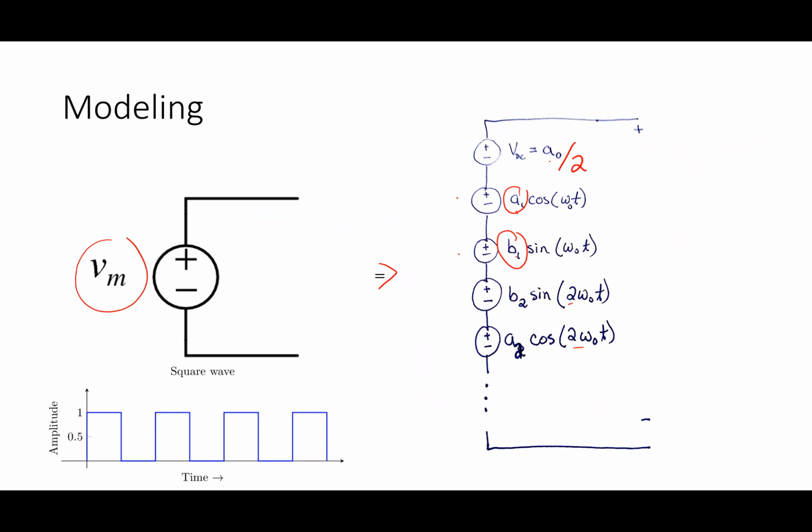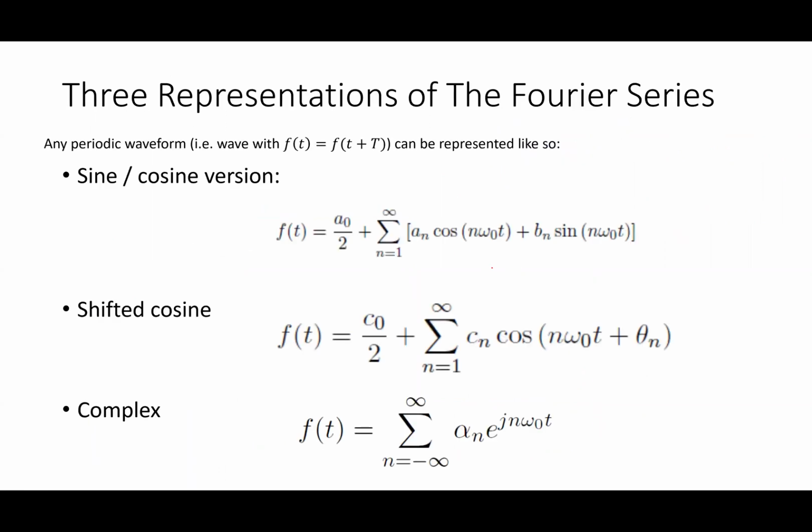All right, so what we learned from this eventually is a way to take a voltage source, in particular one that is a square wave, and model it as a sum of individual harmonic frequencies. This is the reason why we went back and looked at those 4 approaches: there are basically 3 representations of the Fourier series. All of them are talked about.